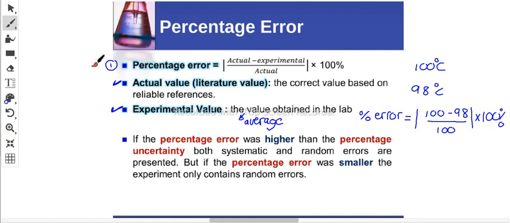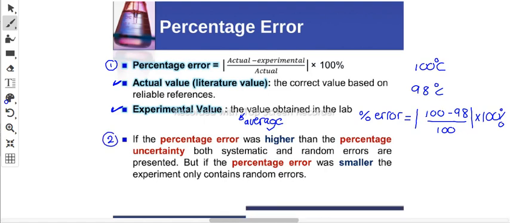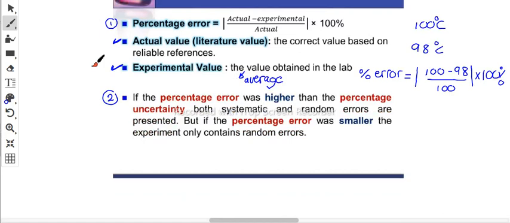Whenever the experimental value is so close to the literature value, this of course will give you a smaller percentage error, indicating that the errors inside your experiment are small. A very important note, I have it in the second point right here. If the percentage error was higher than the percentage uncertainty, so I have now the percentage error after being calculated, and it was higher than the percentage uncertainty of the value.